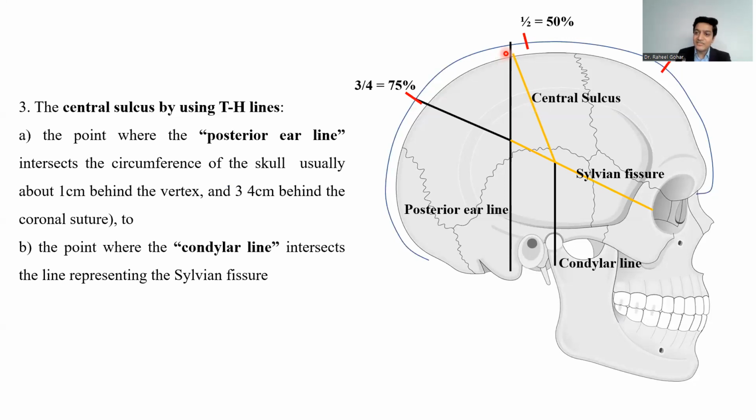So these are the three ways with the help of which you can identify on the skull where the central sulcus is. Now anterior to the central sulcus we have the motor cortex, and posteriorly we have the somatosensory cortex. It is this simple.